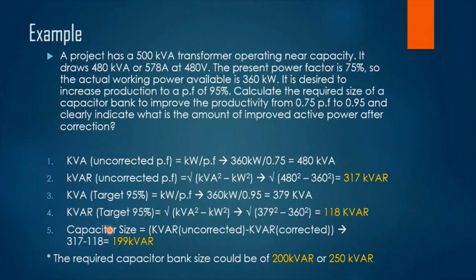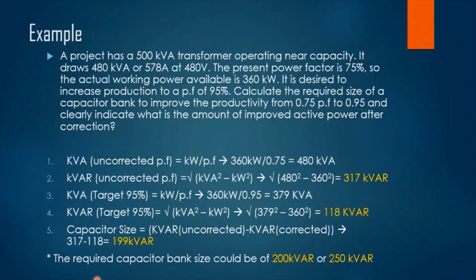Now to get the capacitor size, we said that we are going to take the difference between the reactive power of the uncorrected power factor minus the reactive power of the target power factor, which will give us at the end 199 kVAR. So this amount of capacitor is sufficient to improve our power factor from 0.75 to 0.95.